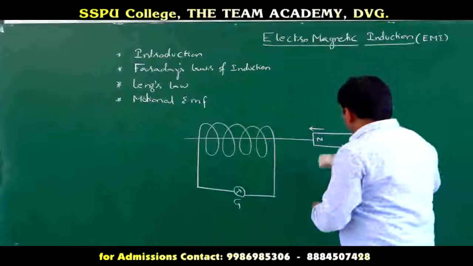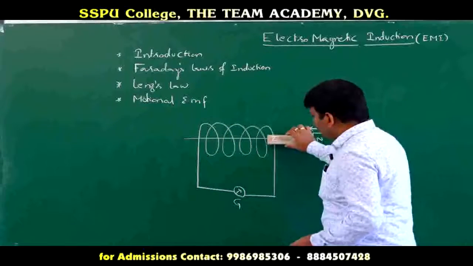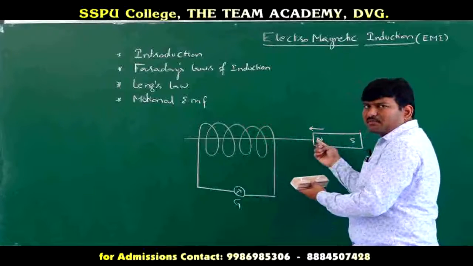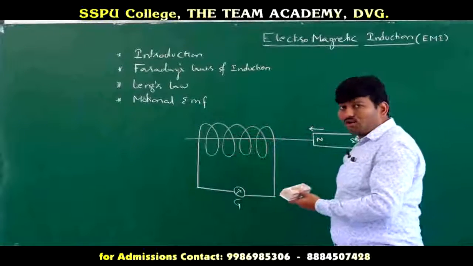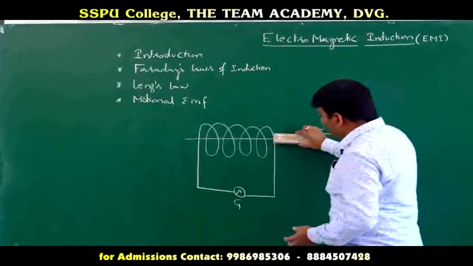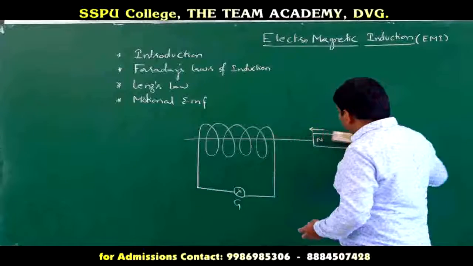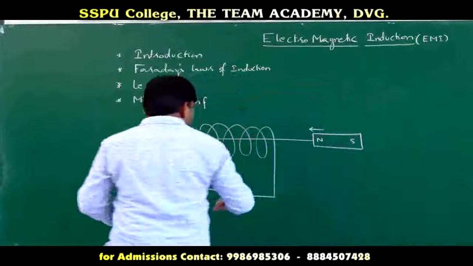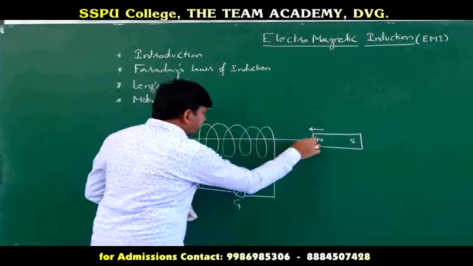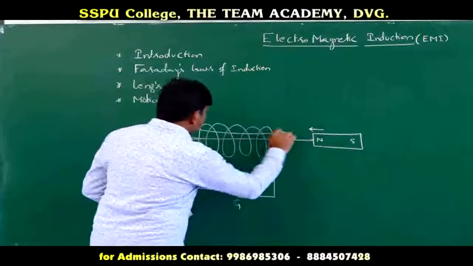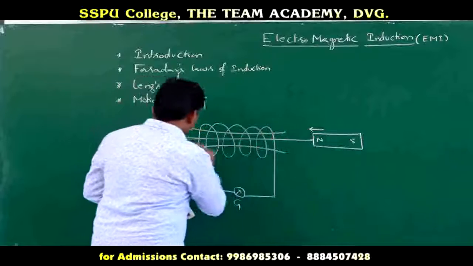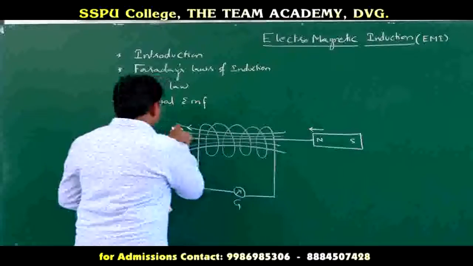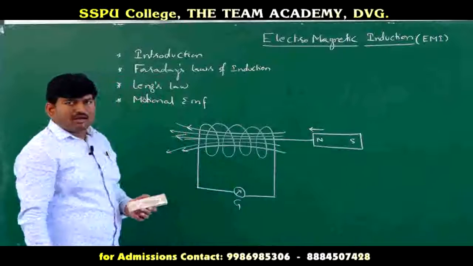When you bring the magnet close to the coil, what is happening? The magnetic lines of this bar magnet are linking with the coil, and that linked magnetic field, is it constant? No. When it is brought nearer, the flux linked with the coil is changing. Is it increasing or decreasing? When it comes like this, the magnetic lines will be increased in this way. So there is a change in magnetic flux linked with the coil.